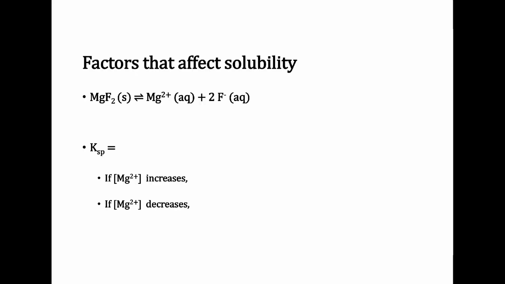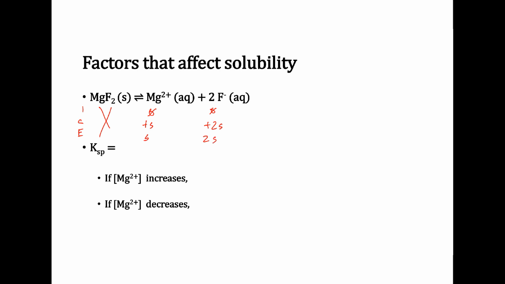So here we're going to look at magnesium fluoride. So magnesium fluoride dissociates to form magnesium 2+ ions and then 2 fluoride ions. So if we were to set up our ice chart, this is a solid, so that won't occur in our equilibrium expression. We have 0 here, and we'll have plus S, plus 2S. So at equilibrium we'll have S and 2S.